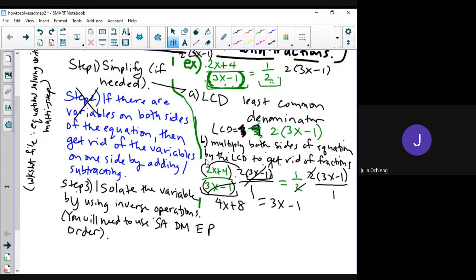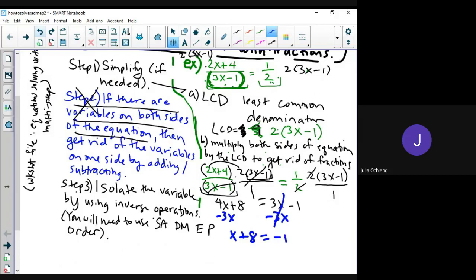All right. Step 2, if there are variables on both sides of the equation, so check here if there are, and this is a good time to pause the video and do the rest of the problem on your own. Okay. So if you notice that there are variables on both sides of the equation, you need to get rid of one of them. So I'm going to get rid of the 3x by subtracting 3x on both sides. That cancels out. That becomes x plus 8 equals -1.